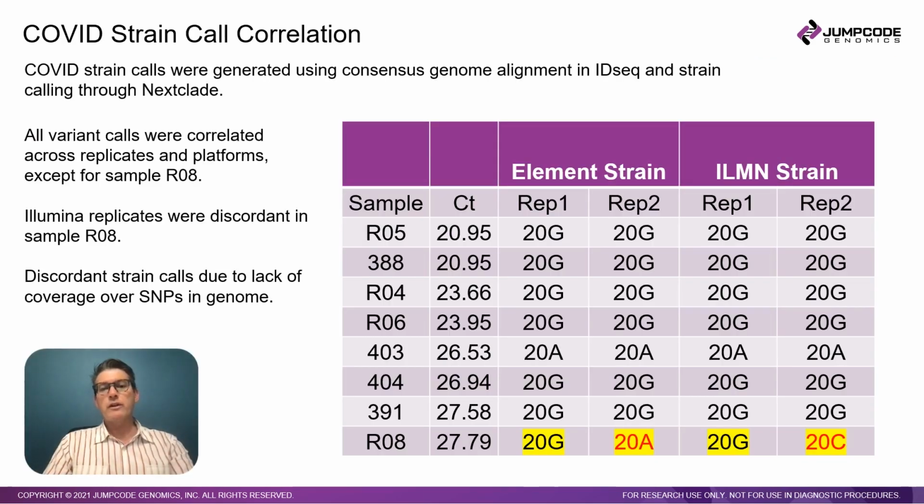Here we show the strain calls for each of the samples and replicates for the Element and Illumina platforms. As you can see, all strain calls for samples and replicates were correlated except for sample R08, where there just wasn't enough coverage over SNPs in the COVID genome for Nextclade to make a confident strain call.